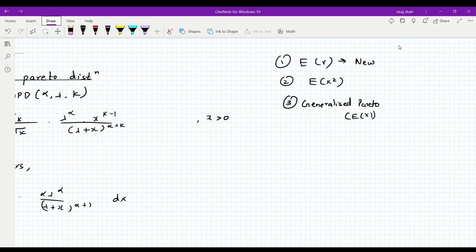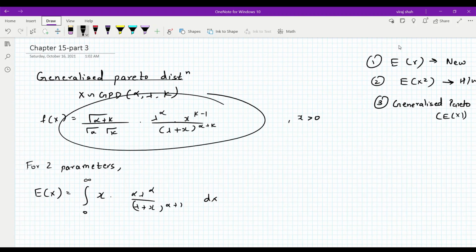Then with respect to the expectation of x square, I will give you this as homework. You can solve it along similar lines to the expectation of x. For your convenience, I will upload a photo of the proof, so that you could check it, or you could just check the final answer, whatever you want to do, that's absolutely fine. Then we are going to use the generalized Pareto form of the expectation of x using this PDF. These are the three things we are going to do.